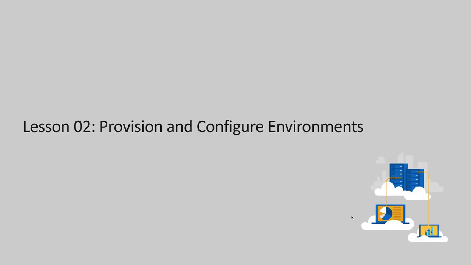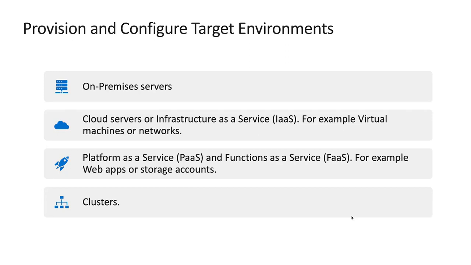Welcome back. In this lesson, we will be seeing how you provision and configure environments. What are the different ways to configure environments? One, you can choose an on-premises environment. Two, you can choose a cloud service or infrastructure as a service, for example, virtual machines or networks. Another one is platform as a service or function as a service, like web apps, function apps or Cosmos DBs. Another one is clusters, like Kubernetes clusters, Docker clusters or Docker Swarm clusters. These are all the different target environments that you can choose for your particular release.